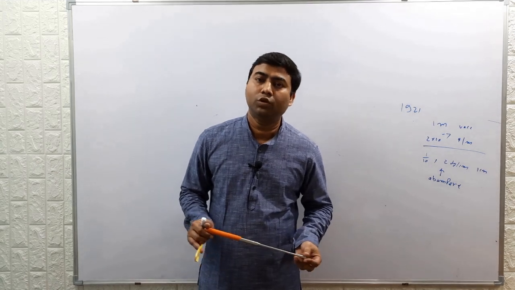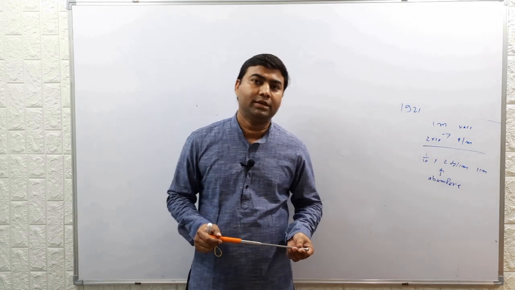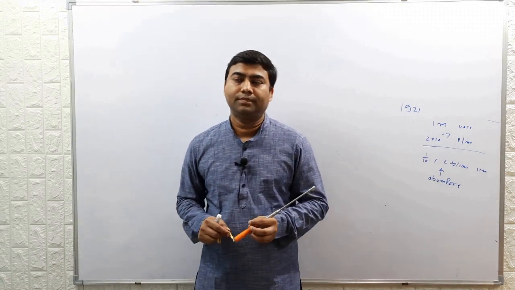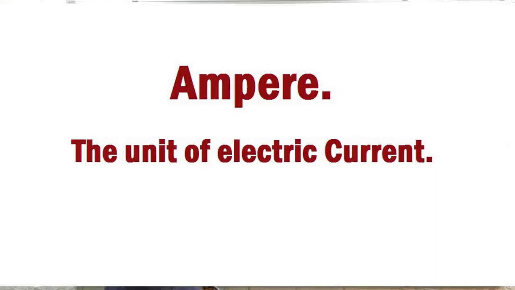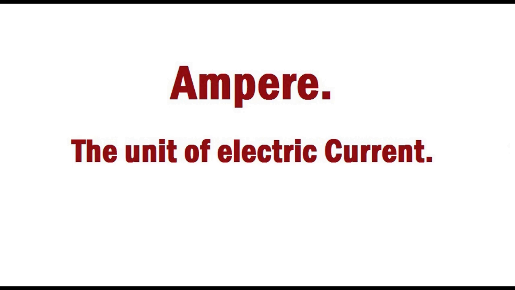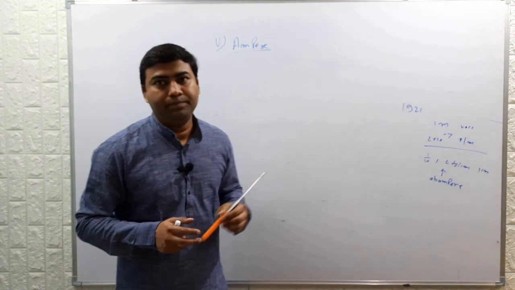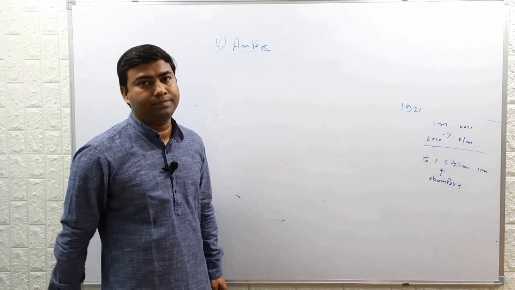We have discussed four units: kilogram, second, meter and candela. The fifth unit of the SI system, that is the International System of Units, is ampere. So we will discuss a little bit about ampere here. We know ampere is the unit of current.